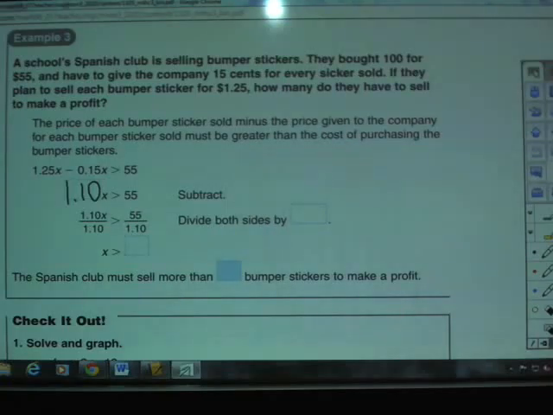Now, what the question says here is that they have to at least make back what they spent in order to make a profit. So that's $55. So that means in order to make some money here, I've got to make that $1.10x exceed 55, which is why they're saying it's got to be greater than 55. Well, so now we're going to solve that really simple multiplication inequality. That's easy because we all know how to do that.